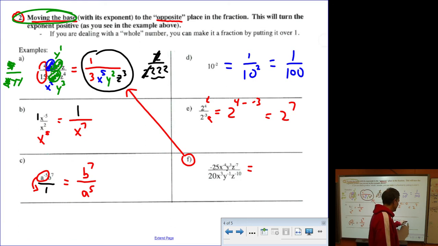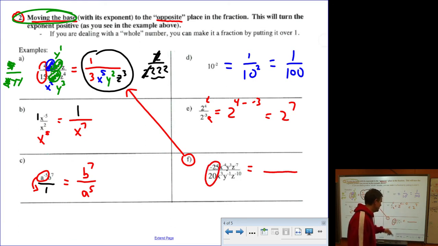So hopefully what you did is you took the 25 over 20. Now that negative sign is not an exponent, it's just a negative sign. And when you reduce 25 over 20, you get 5/4. It'd be negative 5/4.